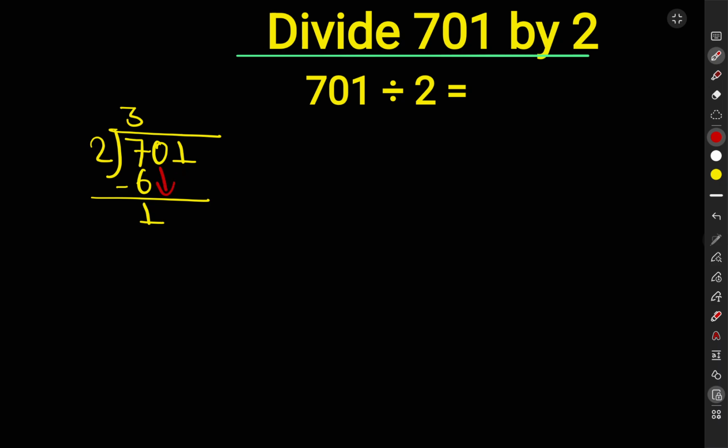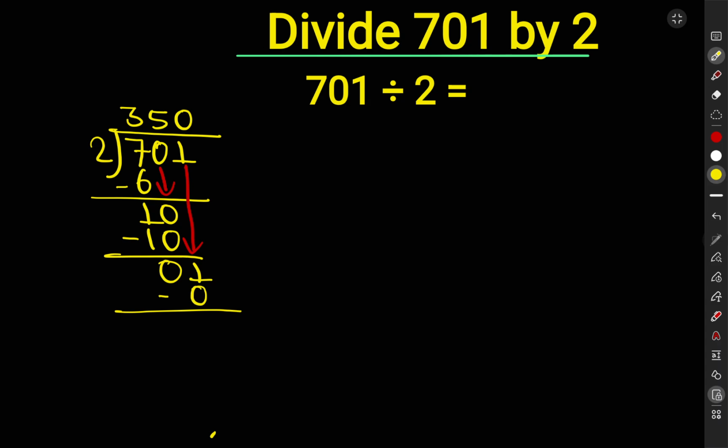So now we put down this 0 and it is 10. So 2 times 5 is 10. On subtracting we get 0. So again we put down this 1 and 2 times 0 means 0. On subtracting we get 1.